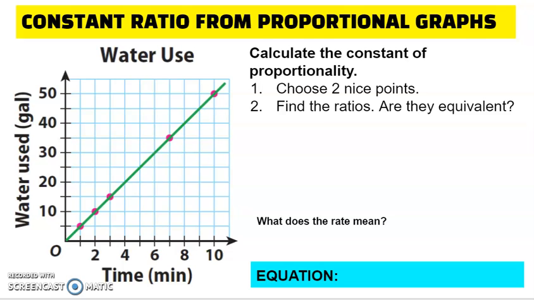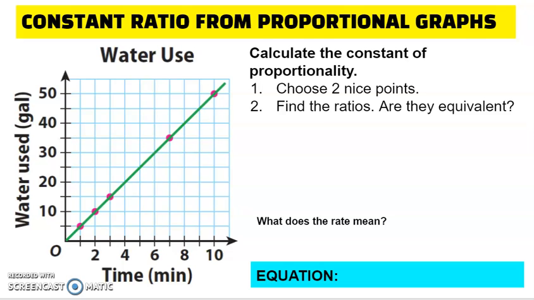Let's talk about finding that constant of proportionality, which is also the constant ratio, which is also the constant rate of change. It's special when it's a proportional relationship. First thing I always do whenever I have a graphic, so a graph, a table, a map, anything, is give myself some context.